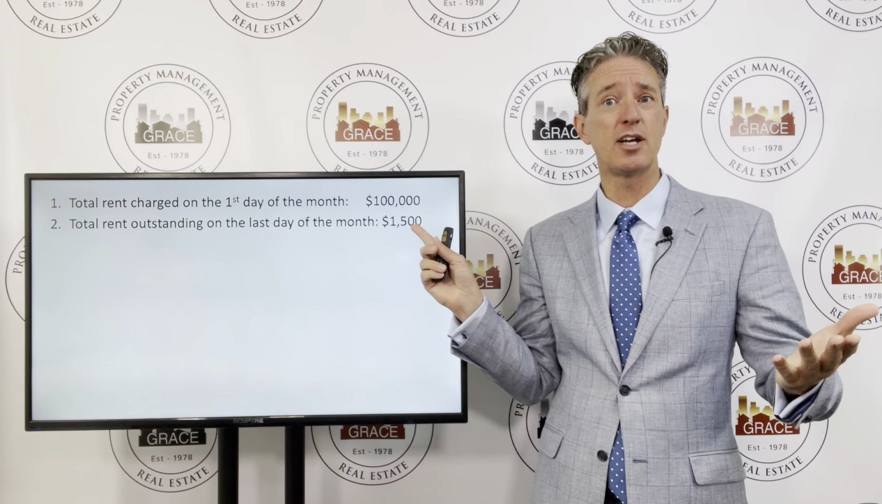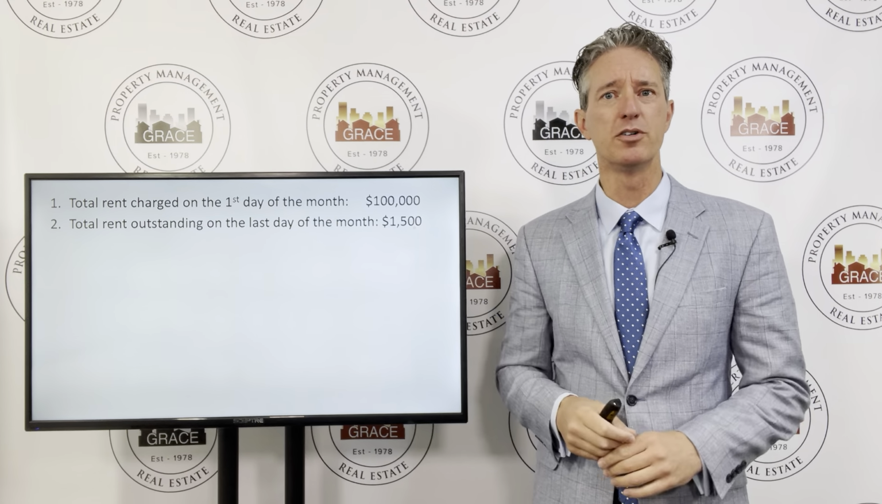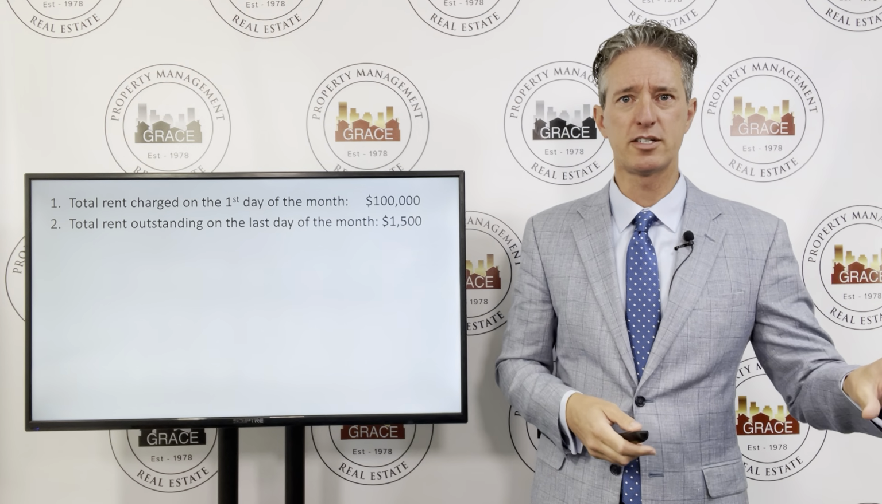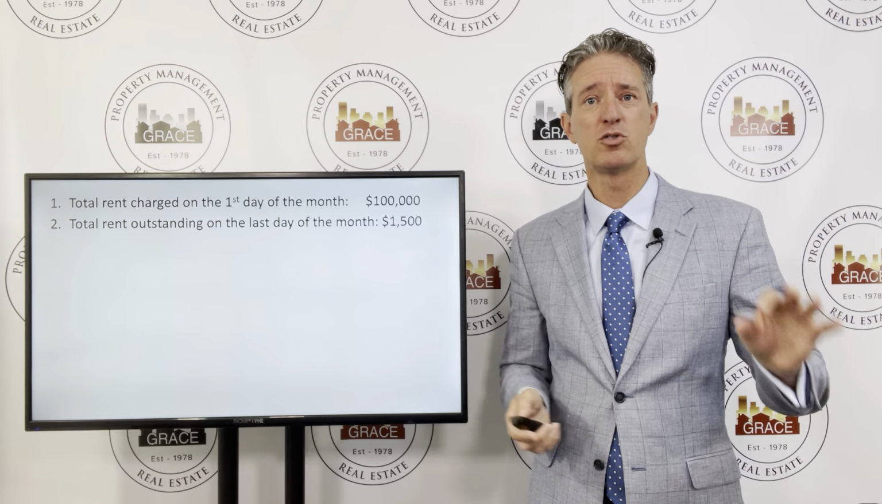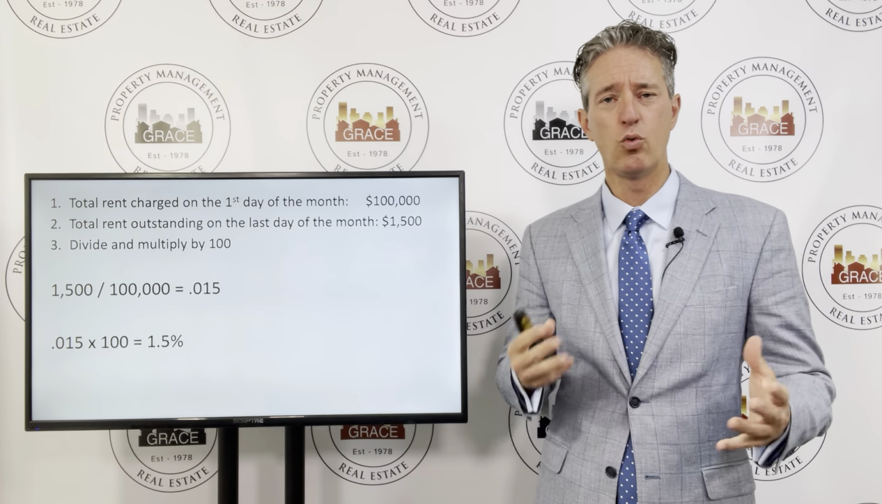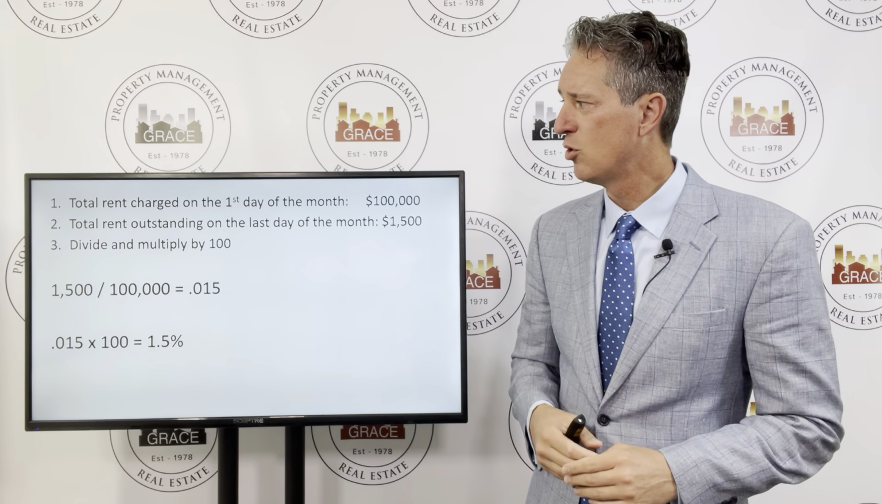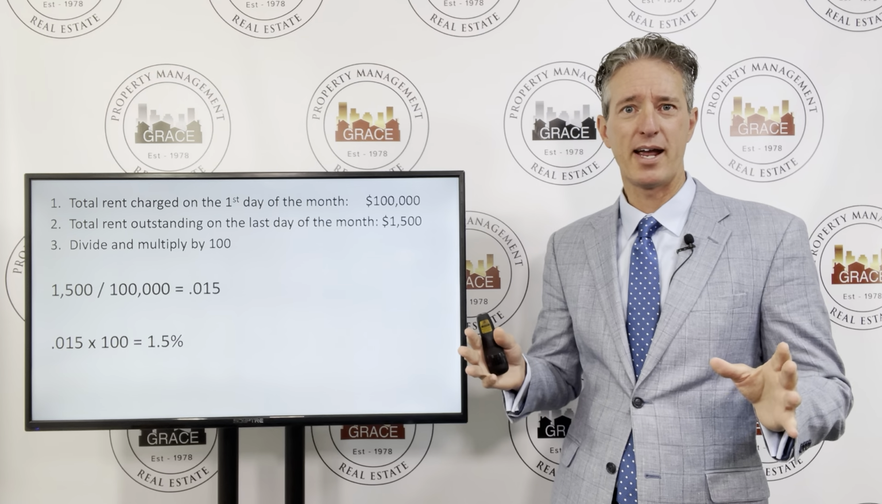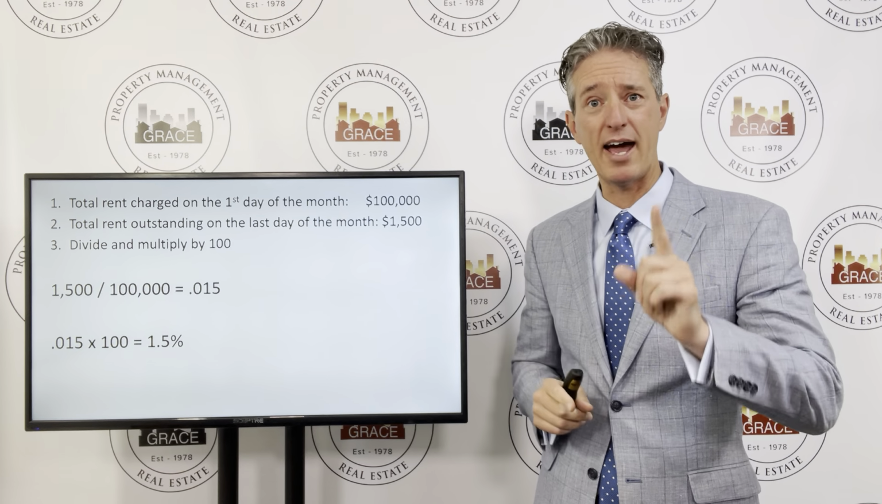And in this case, let's pretend there's $1,500 outstanding. Your goal is to collect $100,000. The last day of the month, there's $1,500 outstanding. What do we do to calculate that? Well, we're going to divide and multiply by 100. We're going back to 8th grade math, my friends.